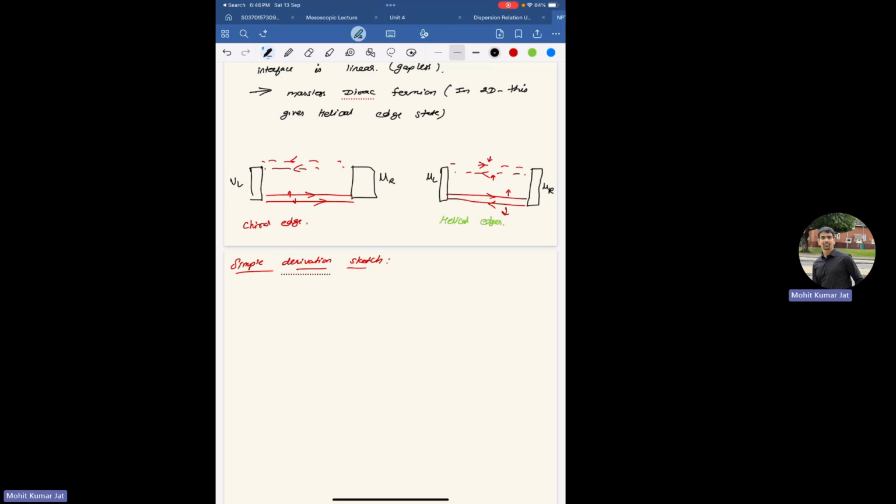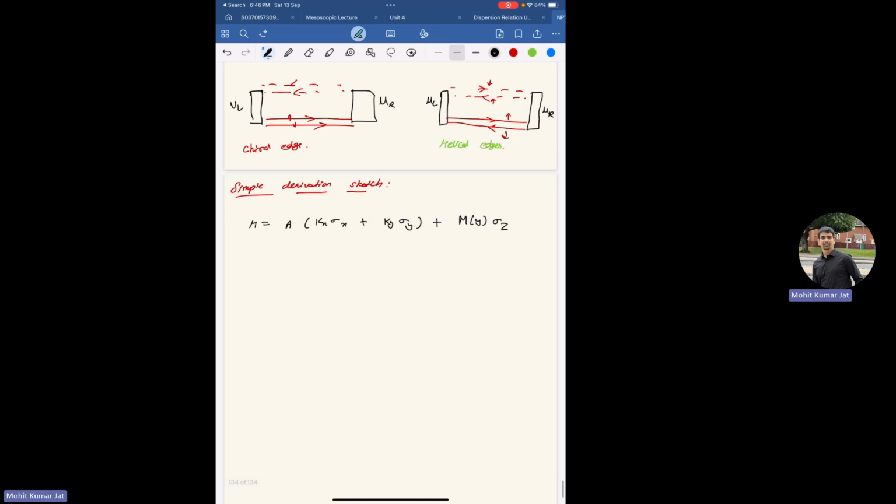So near the gamma point, the Hamiltonian can be written in the continuum form as the Dirac Hamiltonian, which goes like A times (Kx sigma x plus Ky sigma y), and then there is a mass term M sigma z. And this M is something which changes sign at the interface, right? Where M changes sign at the interface.